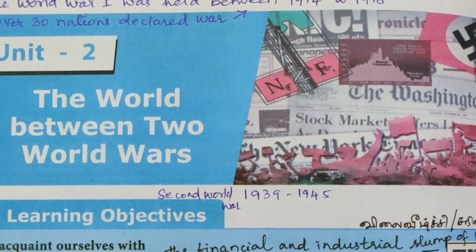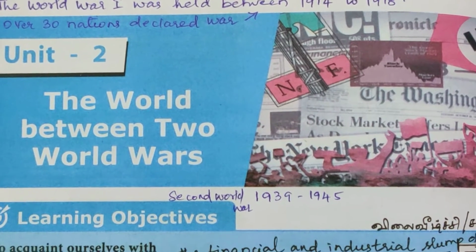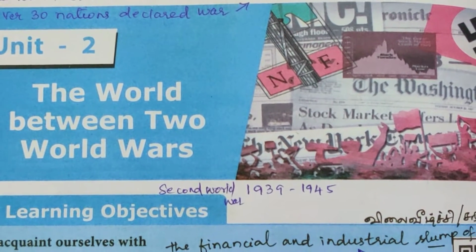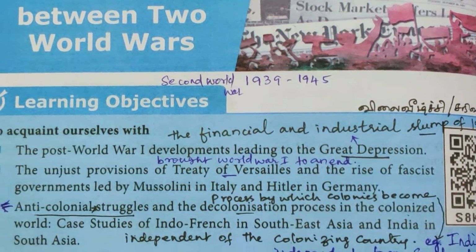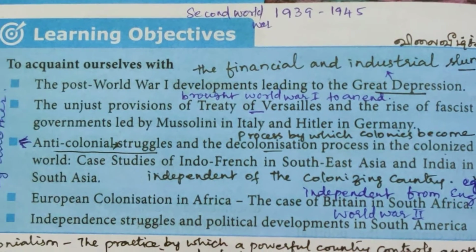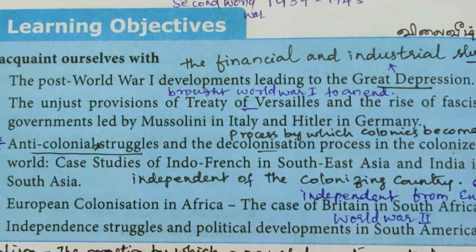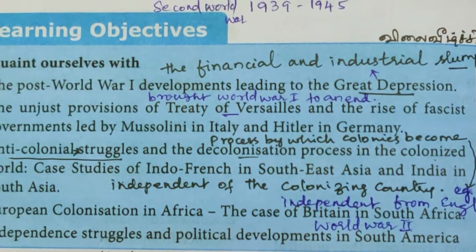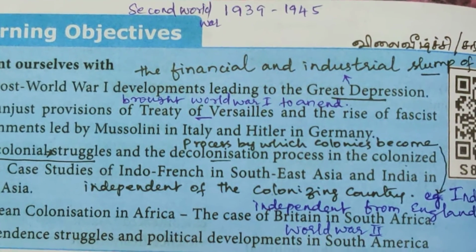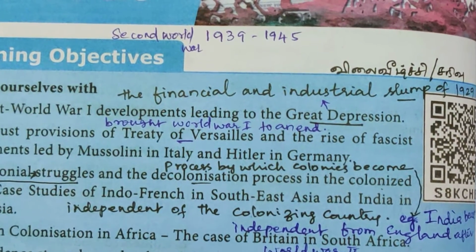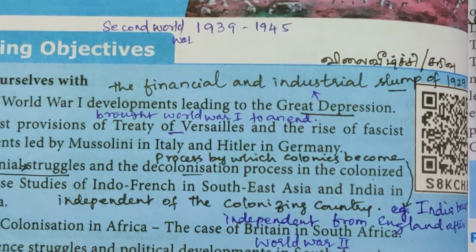Now we are going to discuss the second unit, the world between two world wars. In this, we are going to see the learning objectives: the post-World War I, that is after World War I, developments leading to the Great Depression. Great Depression means the financial and industrial slump of 1929. Depression means a slump, a decline.